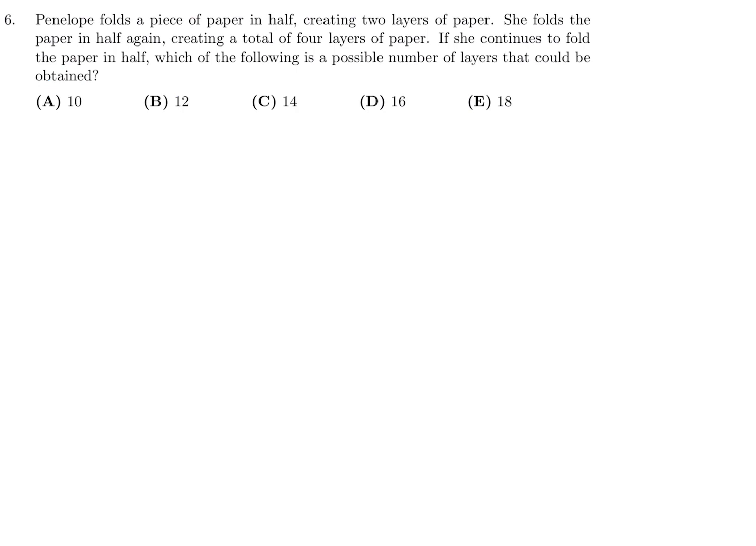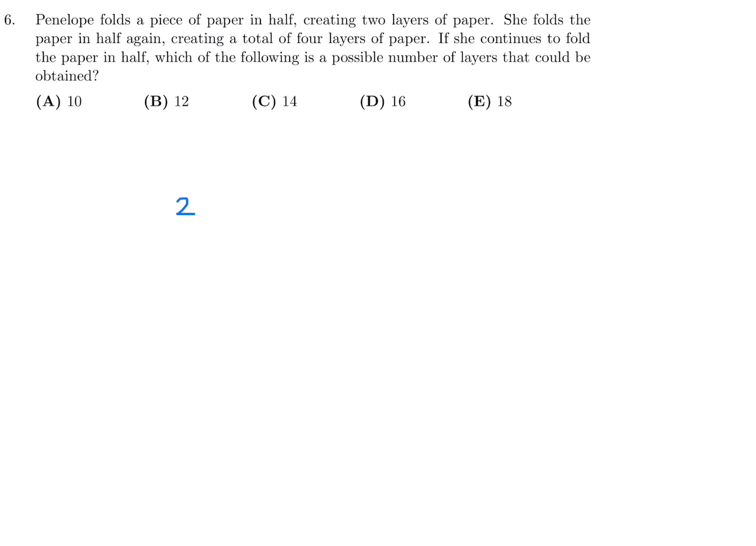Penelope folds a piece of paper in half, creating 2 layers of paper. She folds the paper in half again, creating a total of 4 layers of paper. If she continues to fold the paper in half, which of the following is a possible number of layers that could be obtained? So you fold it once, you get 2.